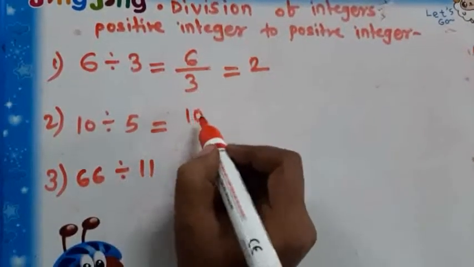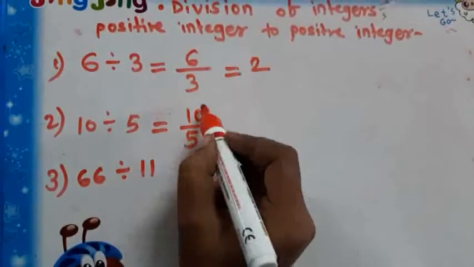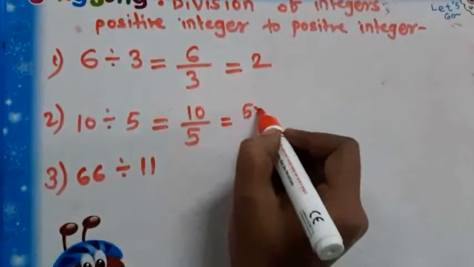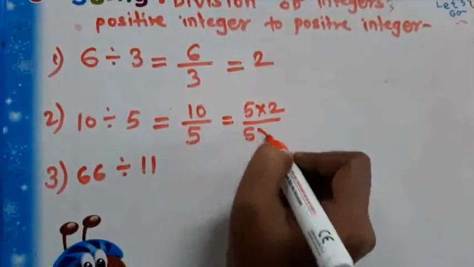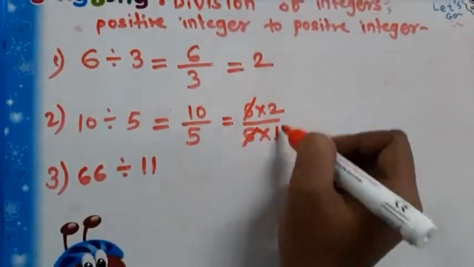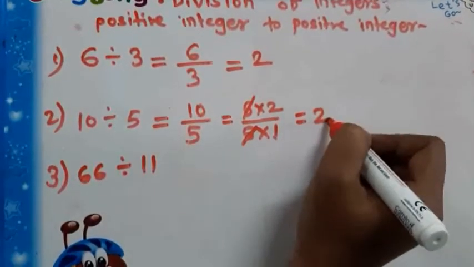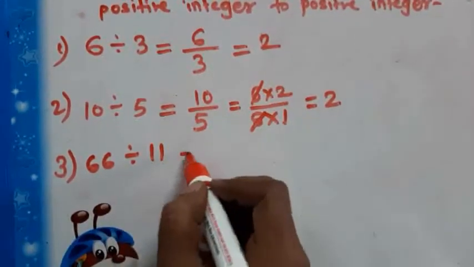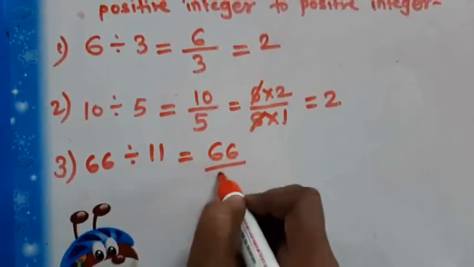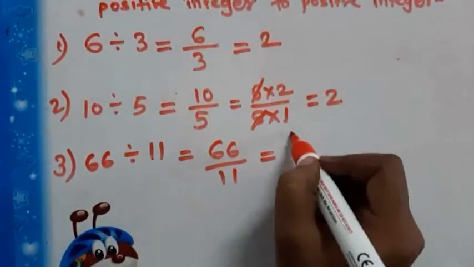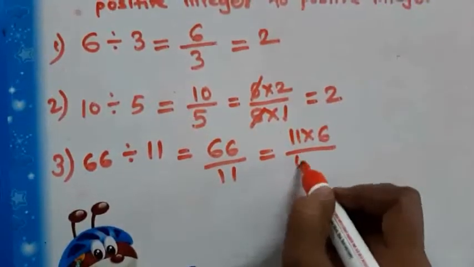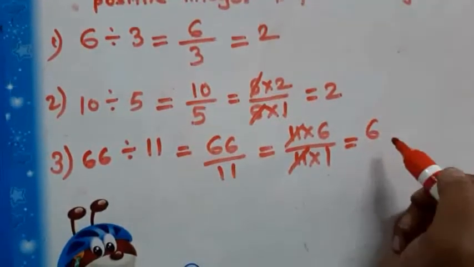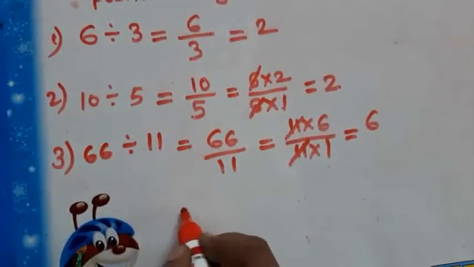Next is 10 divided by 5. This is a positive integer divided by a positive integer. It can be written as 5 into 2 divided by 5 into 1. So 5 gets cancelled. Answer will be 2. Next question is 66 divided by 11. It will be 11 into 6 divided by 11 into 1. 11 gets cancelled. The answer is 6.